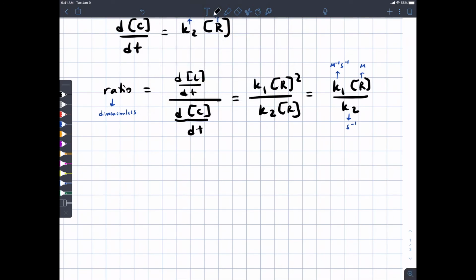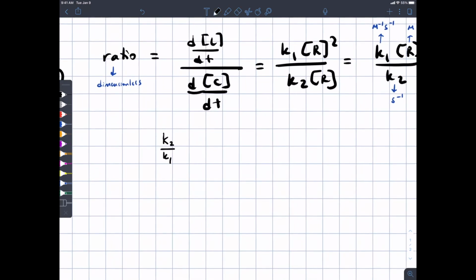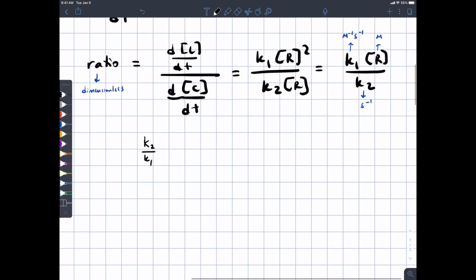Now, there's something else in here that's useful. If we take the ratio of K2 divided by K1, let's look at what that does in terms of units. K2 is in units of per second, and K1 is in units of per molar per second. So the ratio of K2 divided by K1 has units of molar.